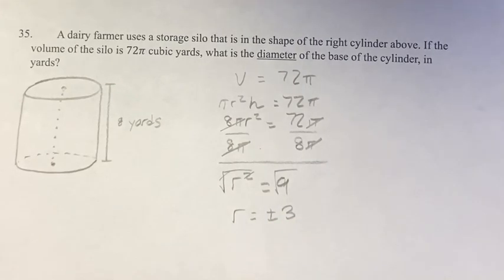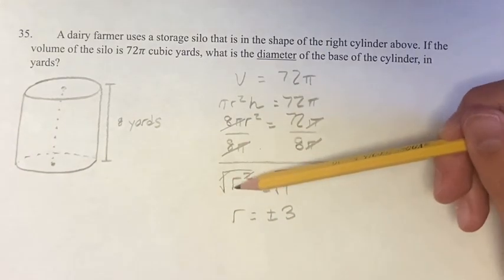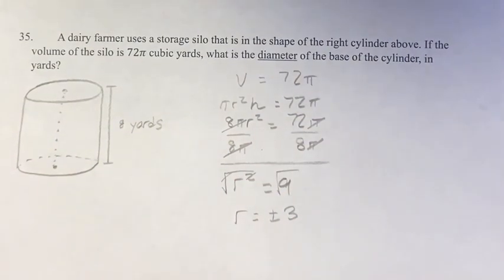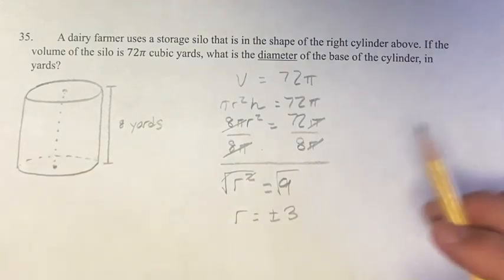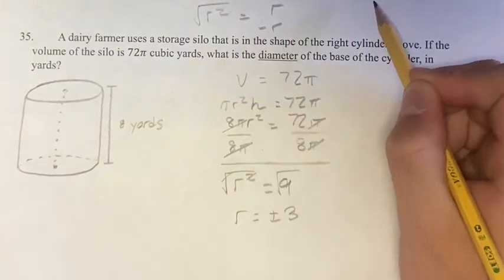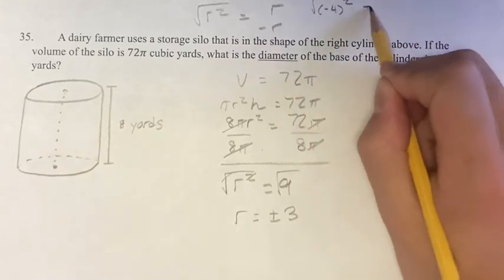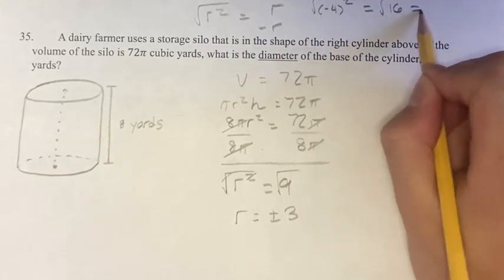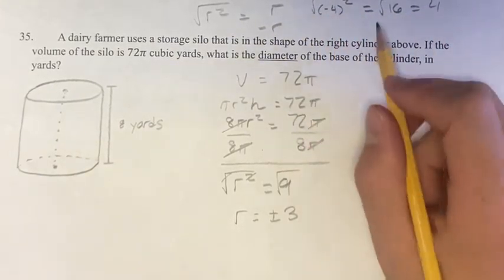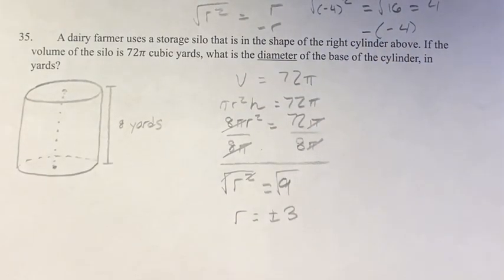Now, the square root of 9 is just 3, but when you're taking the square root of r squared, it is either going to be the positive value of r or negative r, right? So if you have negative 4 squared in the square root, that's going to be the square root of 16, which is 4, which is not the same as negative 4. So that's why we have to have the plus or minus here.